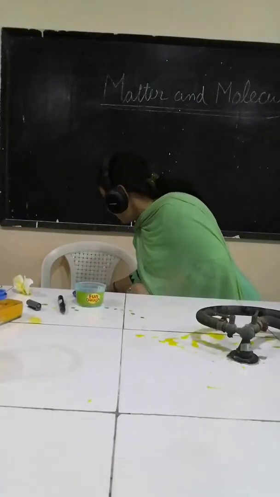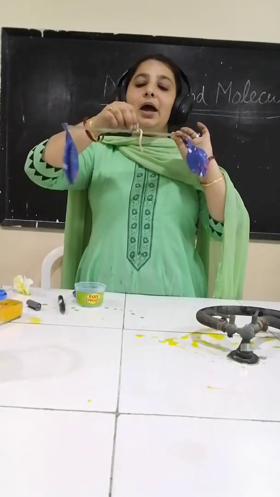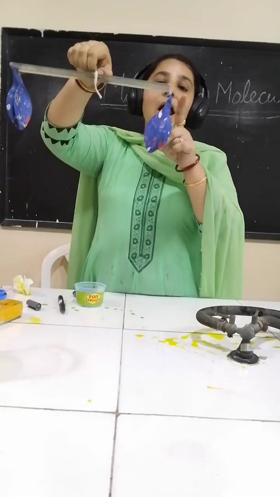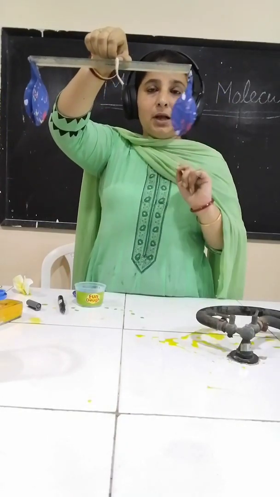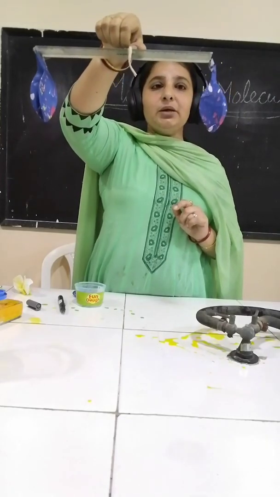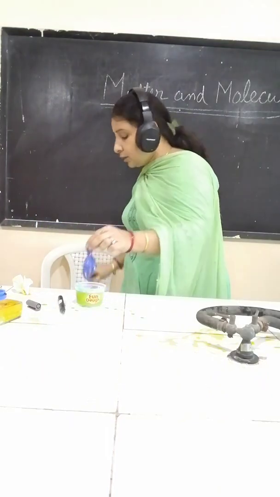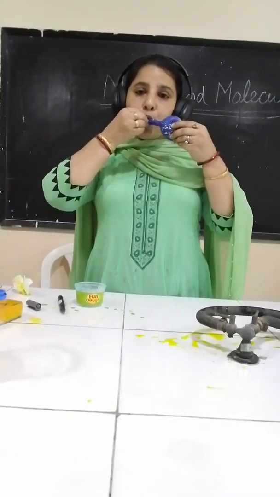See, children, I have taken a scale, right? And I have tied a single thread in the middle and a balloon at each side of this scale. As you can see, this is completely balanced, right? Now, I am going to take another balloon. Now, I am going to blow it. Alright?